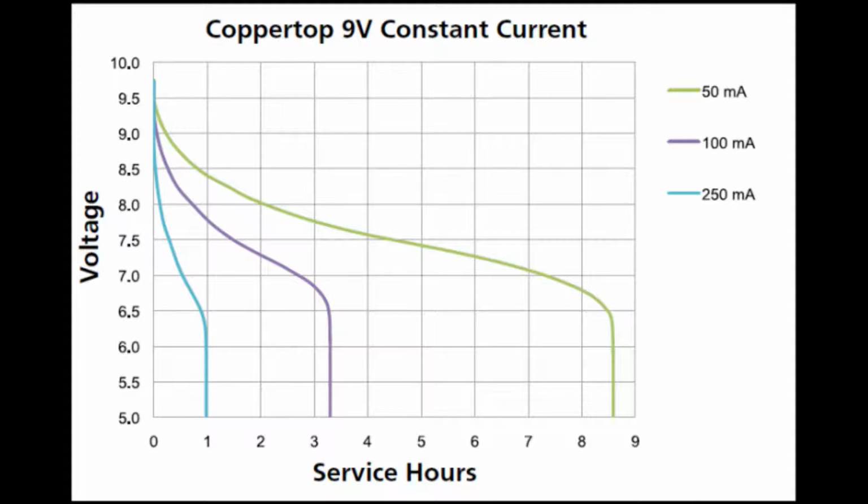At 100 milliamps, you're going to see about 3.25 service hours, and at 250 milliamps, you're going to see only 1 hour of service. We can see from our examples of batteries having varying voltages over their use and lifetime that we need some way to create a stable voltage level so that we can power our circuits. This is where regulators come in.